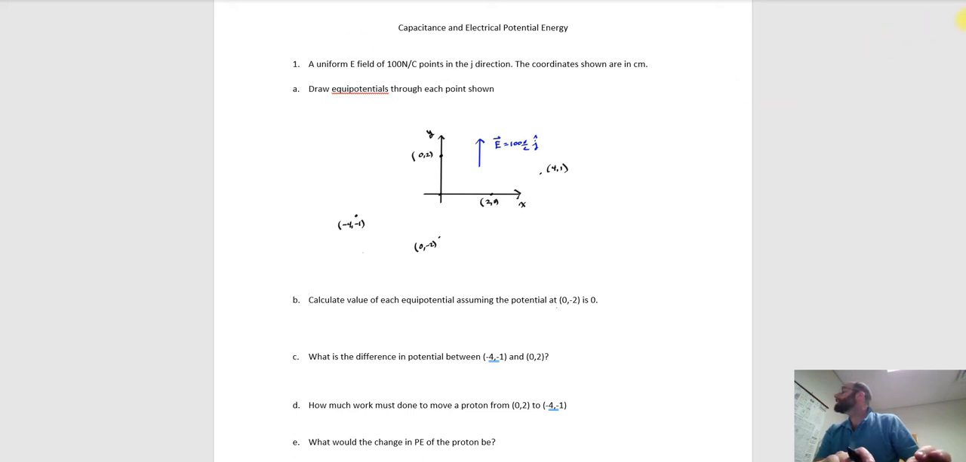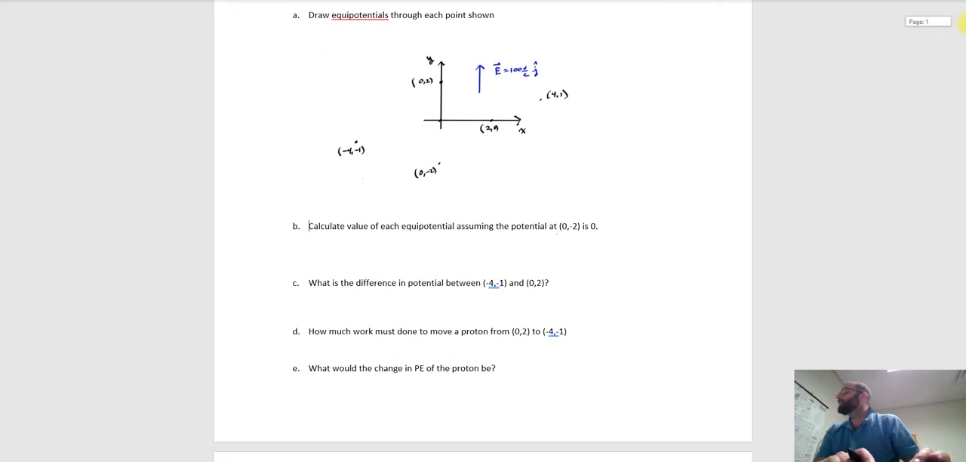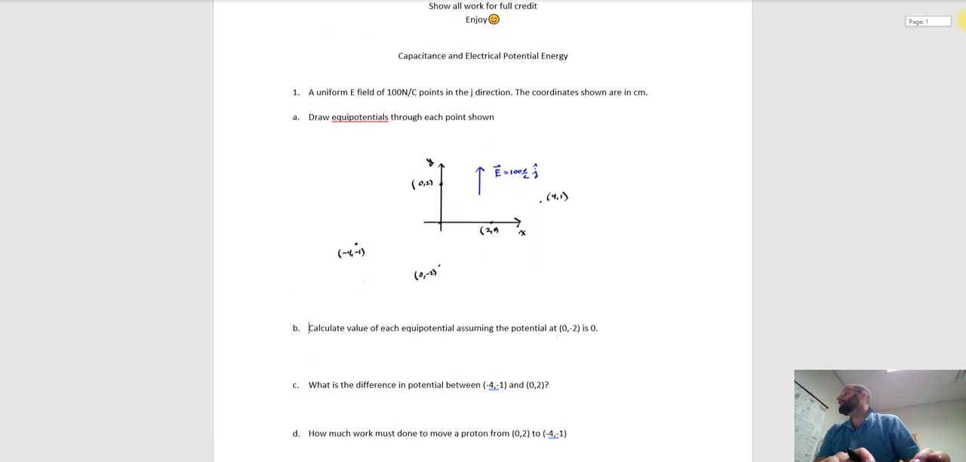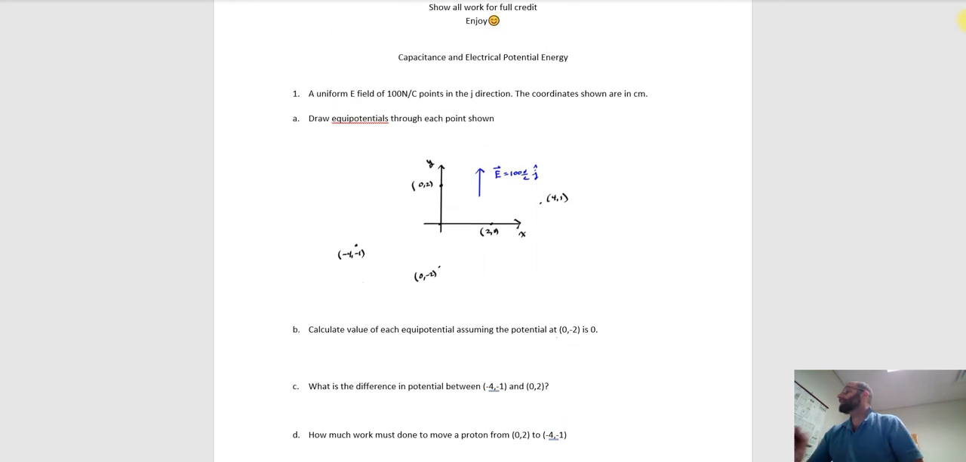All right, now, let's see. How much work must be done to move a proton from 0, 2 to -4, -1? So 0, 2 is here. I'll put my proton there, call that position 1. -4, -1 is here. Call that position 2.